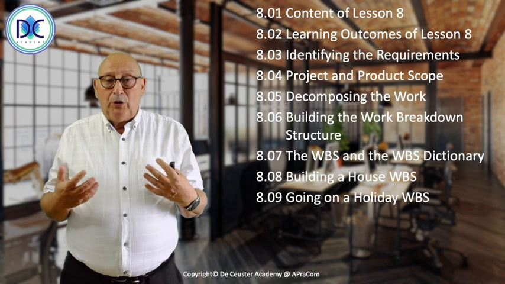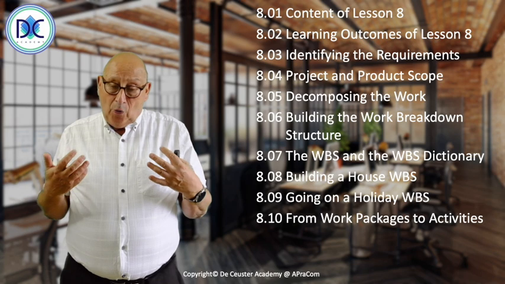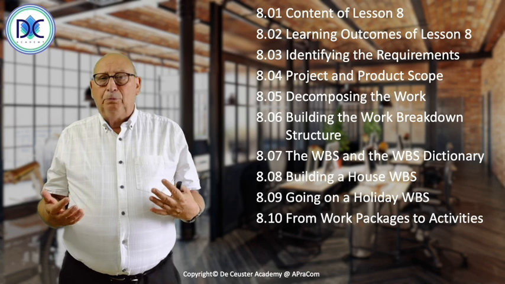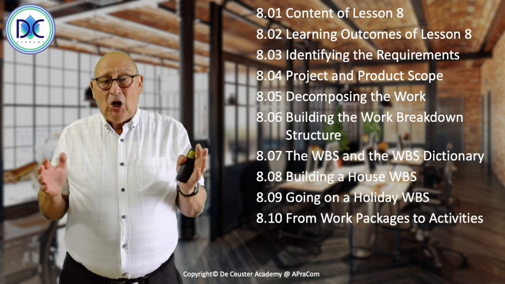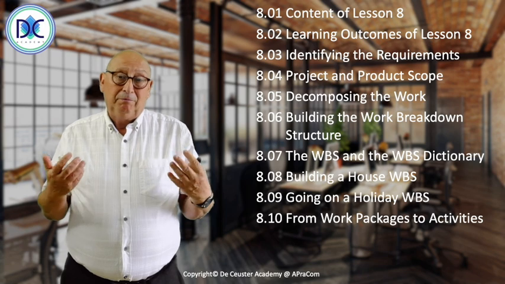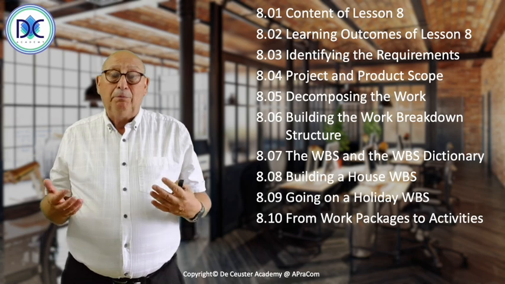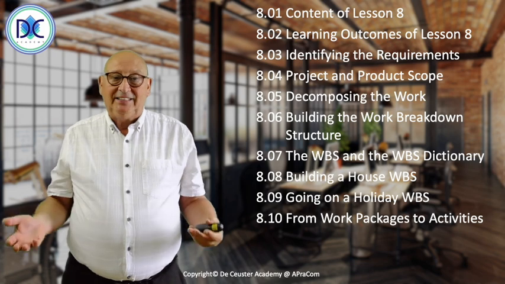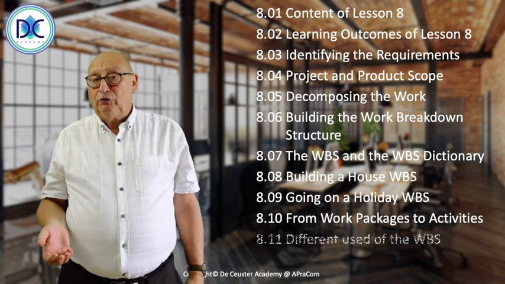And of course, we will have to continue decomposing because the work packages are, according to PMI, the lowest level of the WBS. But the problem here is that these may also be too large to plan completely. What we have to do in many cases is to further decompose these work packages until we reach the activity level. Then we look at some different uses of the work breakdown structure.